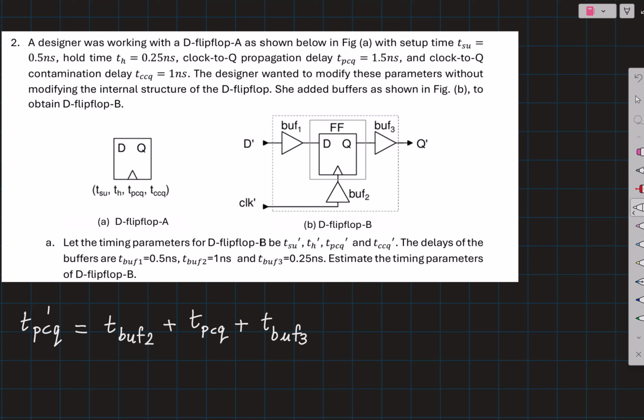Now for these buffers, if I had given the contamination delay and the propagation delay separately, which one would you use here? Propagation. It has to be the propagation delay because you are estimating the worst case delay from this clock edge to the Q settling. Similarly, T_CCQ' will be equal to T_buff2 plus T_CCQ plus T_buff3.